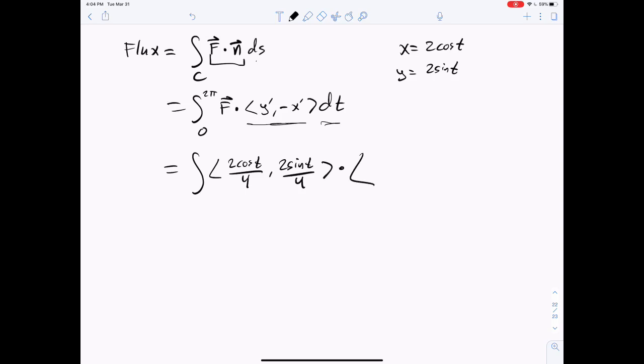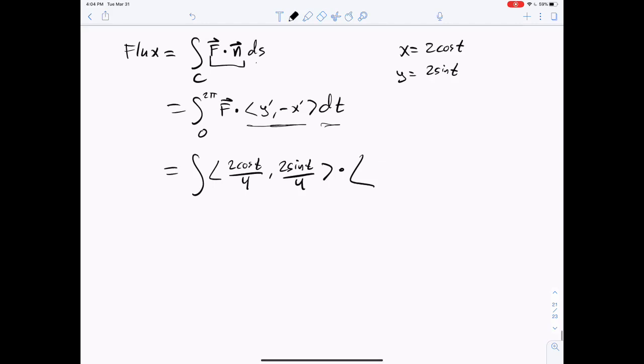Y prime is 2 sine of t. X prime is 2 cosine, but it becomes negative. Oh, I'm sorry, no, that's wrong. X is 2 cosine, so x prime would be negative 2 sine of t, and y prime would be 2 cosine of t. So then y prime would be 2 cosine of t, and negative x prime would be 2 sine of t dt, right? Negative x prime, negative times negative 2, would be 2. And then that's from 0 to 2 pi.